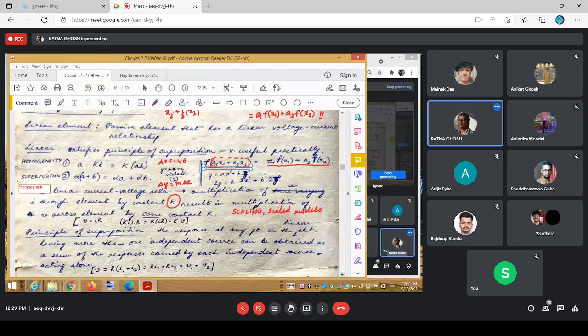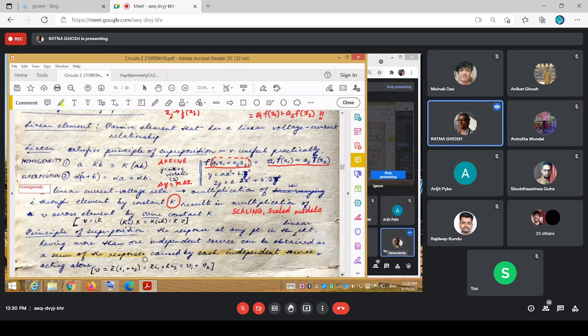What about superposition? Superposition is simply this one mathematically, that alpha times of A plus B is equal to alpha A plus alpha B. That means the response at any point in the linear circuit, let me go back to this one, having more than one independent source can be obtained as a sum of the responses caused by each independent source acting alone. So it's the sum of the responses due to each independent source.